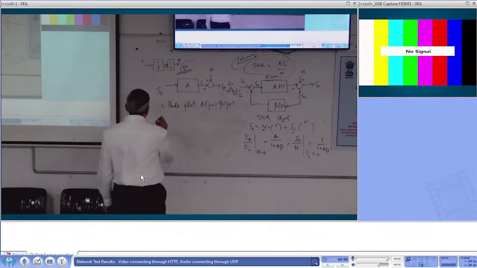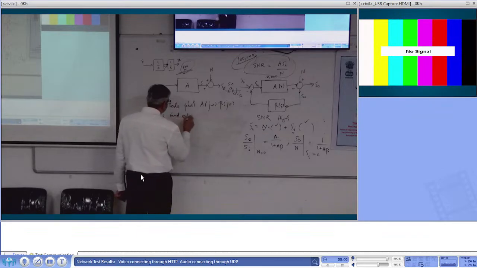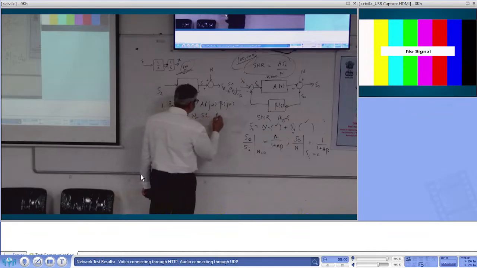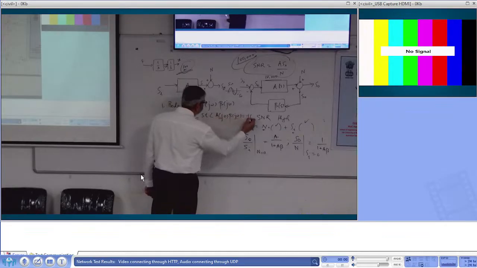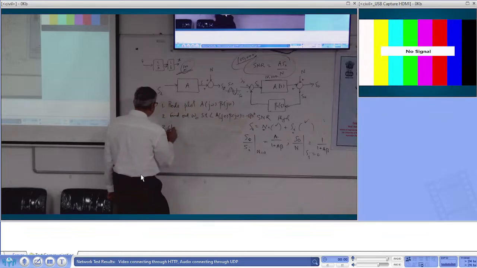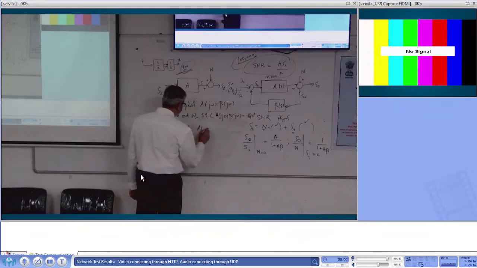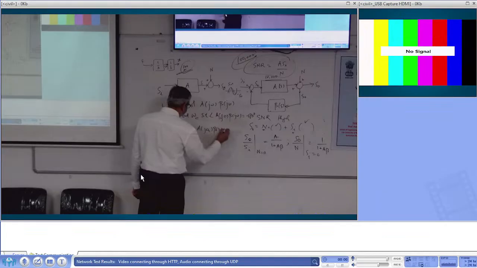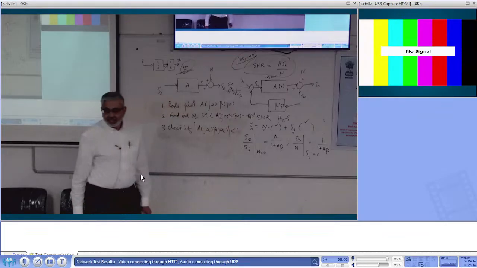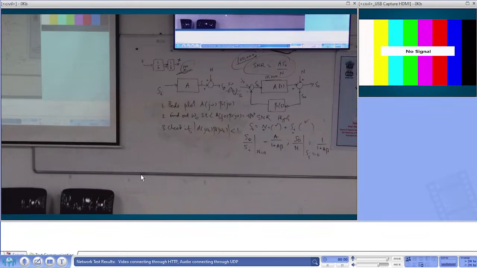You find out, right? People go through this trouble. We find out that frequency for which the phase shift is minus 180. Find the gain at that frequency, and if the gain is less than 1, we are stable. Right? Okay? And gain margin, phase margin follows from there.